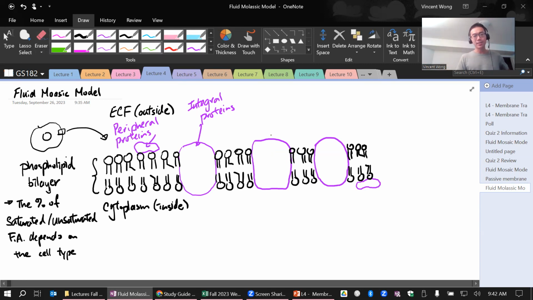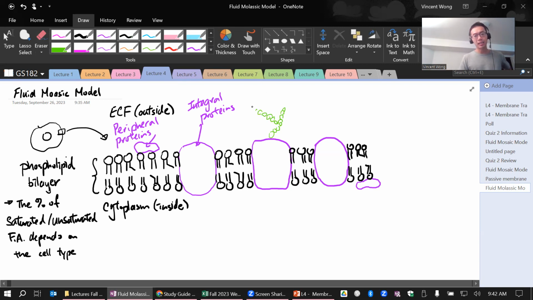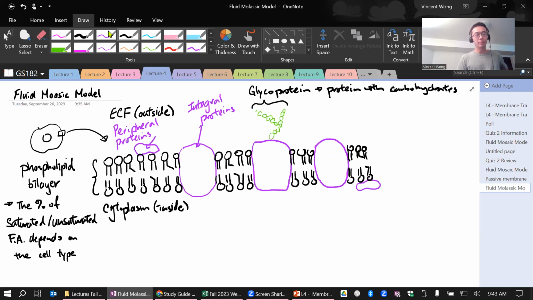Some proteins will have sugar on them. And that's what these green little lines are, the little hexagons and whatnot, glucose molecules. And that makes them a glycoprotein. Glyco means sugar. A glycoprotein here is a protein with carbohydrates. And again, I will tell you what they do in a bit.